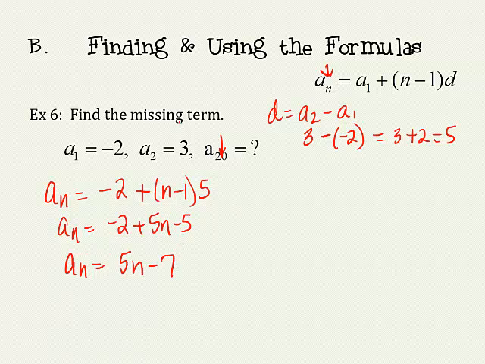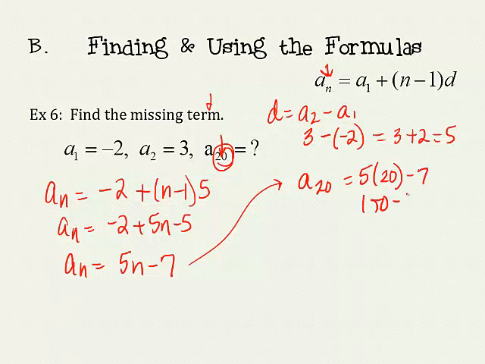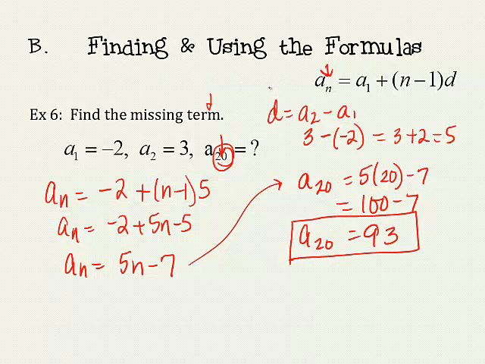Now, I'm not finished because it says to find the missing term. Well, it's asking for the 20th term. So I'm going to take this formula and plug in a 20 where n is. 5 times 20 minus 7. So this is 100 minus 7. Well, hopefully you know that that is 93. So this would be my answer. a sub 20 is 93. So this type of problem has several steps. First, I had to find d. Second, I had to find my equation. And then thirdly, I had to plug in for the correct value. All right? Hope that makes sense, and we'll see you in class.